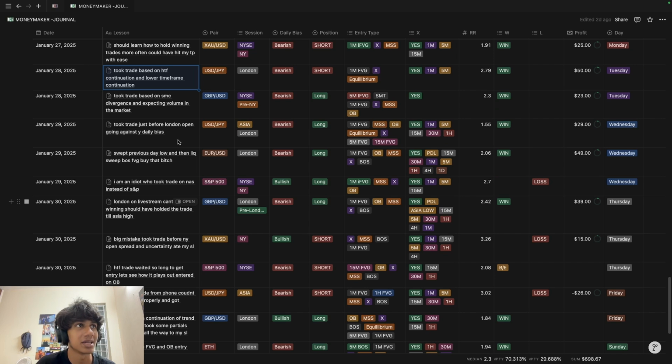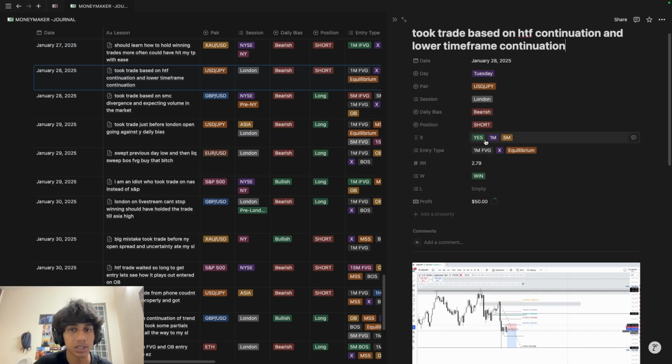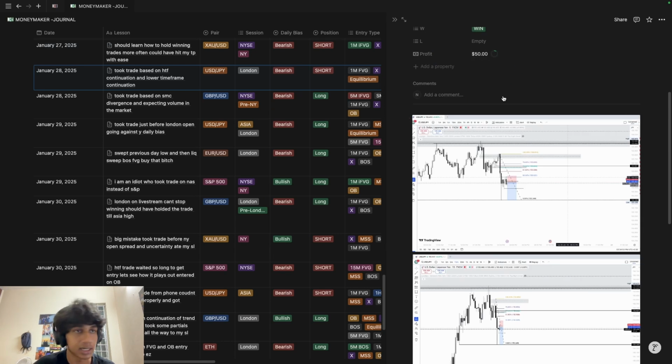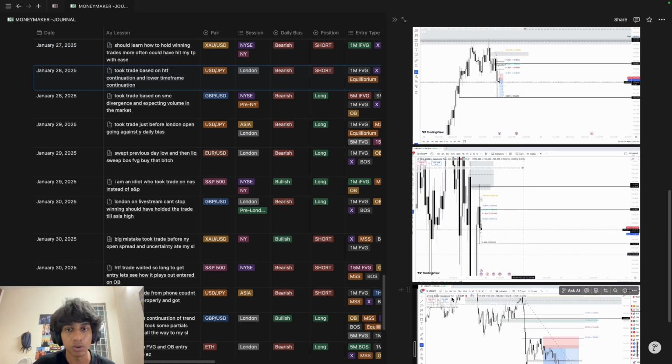So let's say that I took a trade on UJ. This trade I took on 28th January. You can just insert your date here, and then what day you took the trade, what way you took the trade, and what session you took the trade. Also, what was your daily bias? Is it bullish market structure, or was it following bearish or bullish market structure? Then what position you took during that time frame, and did it have a liquidity sweep, what type of entry you chose, what was your risk to reward, and was it a win or a loss, and how much profit you made in that trade. And then you can also take screenshots of your trade and put them here so that later you can go through them.